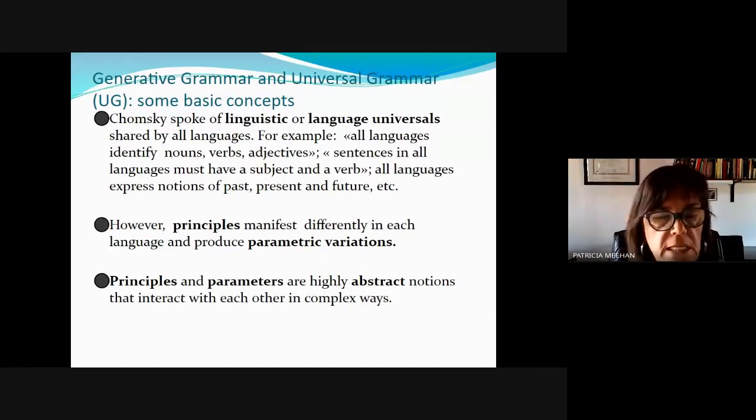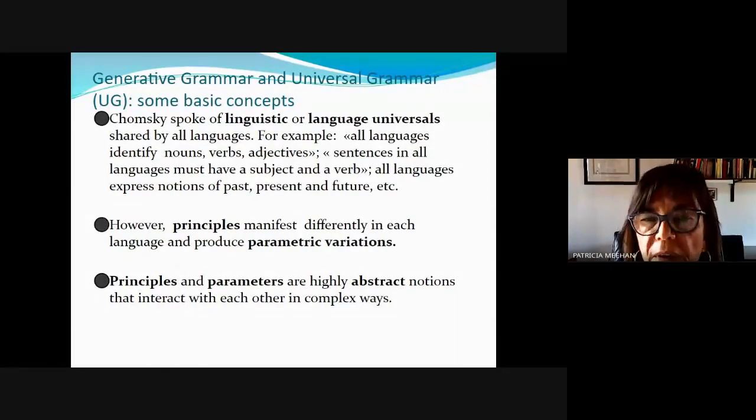If we start by what we see here in slide 7, it says, Chomsky spoke of linguistic or language universals shared by all languages. For example, all languages identify nouns, verbs, adjectives. That is to say, all languages can speak of objects, nouns, actions or states or experiences, verbs, and qualities, adjectives, right? Although there are languages that lack adjectives. They don't qualify nouns. But anyway, this is an example of a language universal because it's typical of any human language.